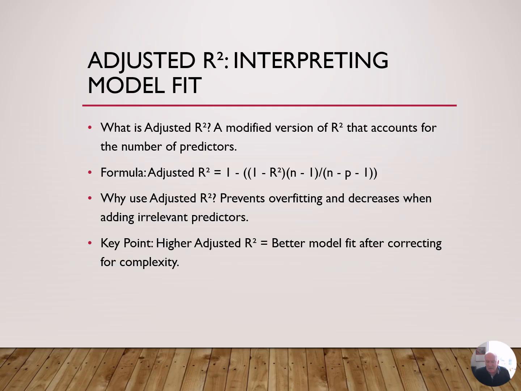And most of your libraries will figure this out for you, so you don't have to figure it out by hand. And why do you use the adjusted r squared? It prevents overfitting and decreases when irrelevant predictors are added. So the key point here is that a higher adjusted r squared equals better model fit after correcting for complexity. So we always try to make things fit as well as possible, but with the least amount of complexity.